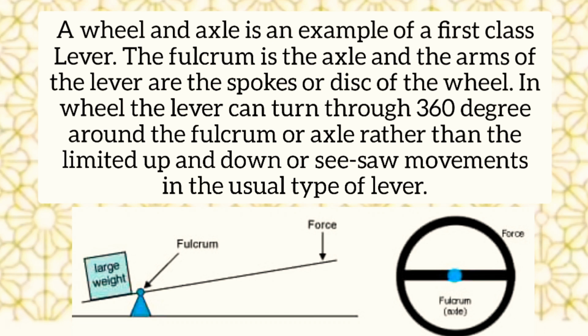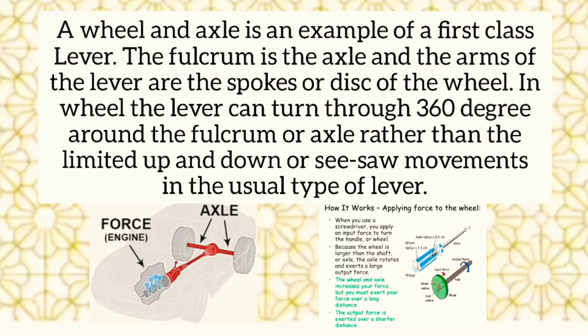A wheel and axle is an example of a first class lever. The fulcrum is the axle and the arms of the lever are the spokes or disc of the wheel. The wheel and axle lever can turn through 360 degrees around the fulcrum and axle, rather than the limited up and down seesaw movements in the usual type of lever.